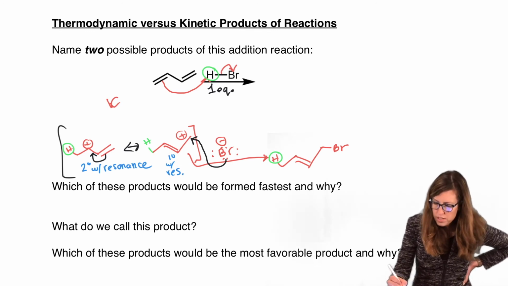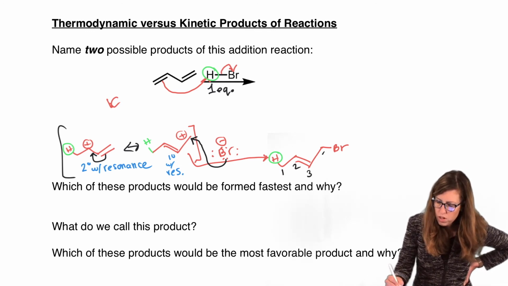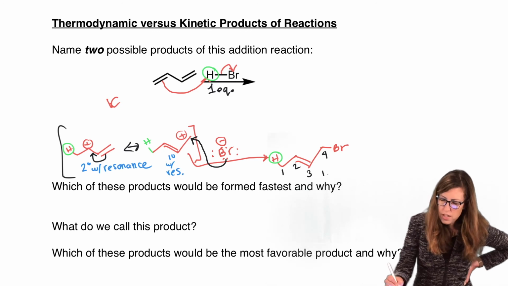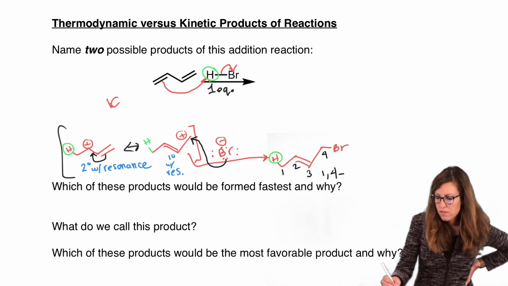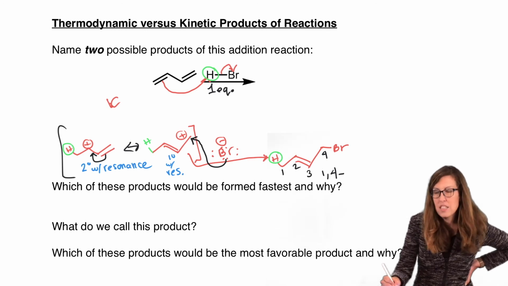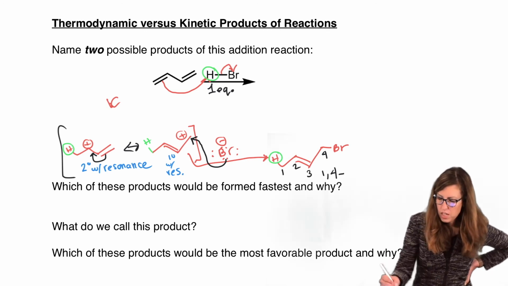So if I number this, carbon 1, 2, 3, 4, I'd say this was the 1,4 addition, because we added to the pi bond, or adduct, sometimes it's called. Addition.